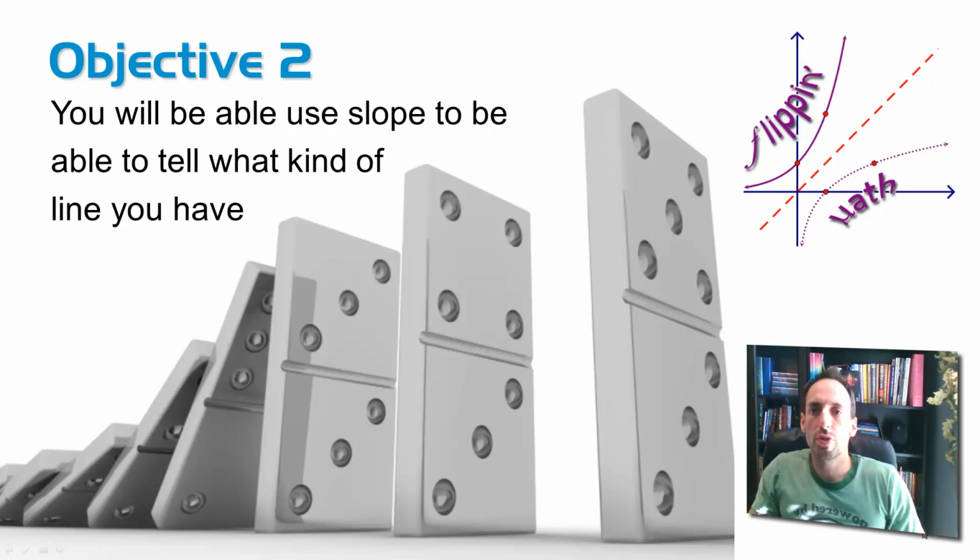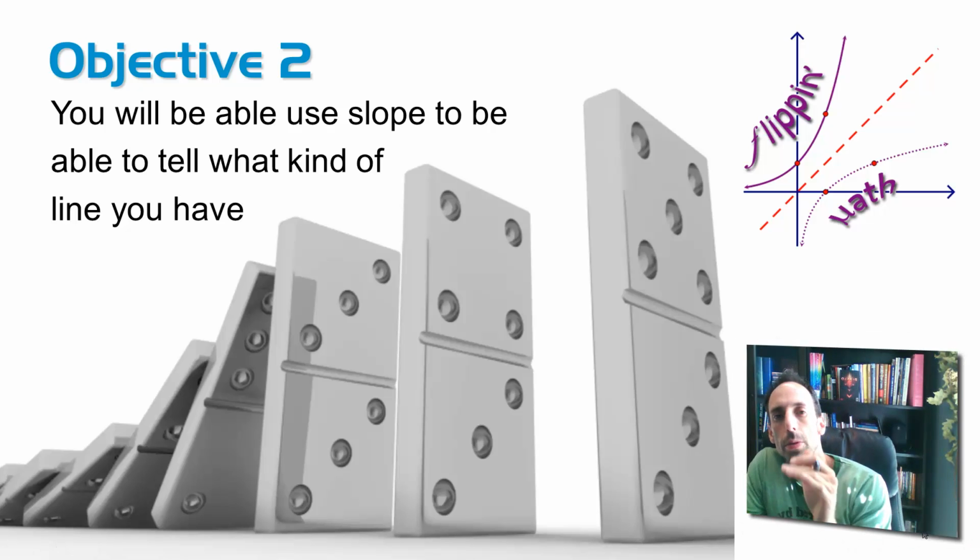Okay, so in this objective 2, we're going to be able to use slope to tell something about that line. What kind of line you have. If I know the number, what does that tell me about the line? Or if I have the line, can I say something about the slope?